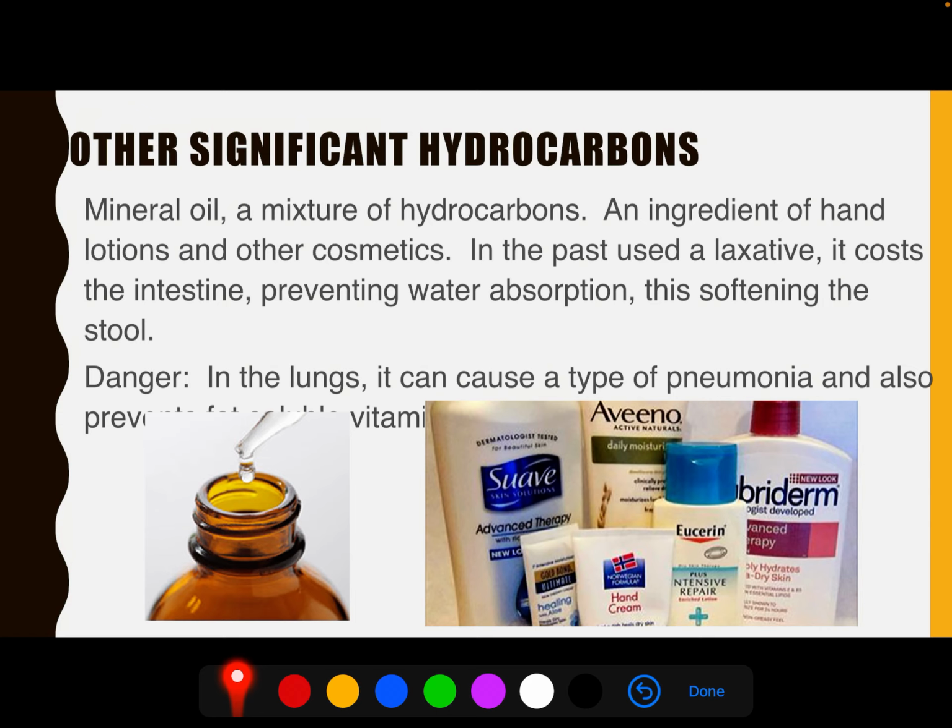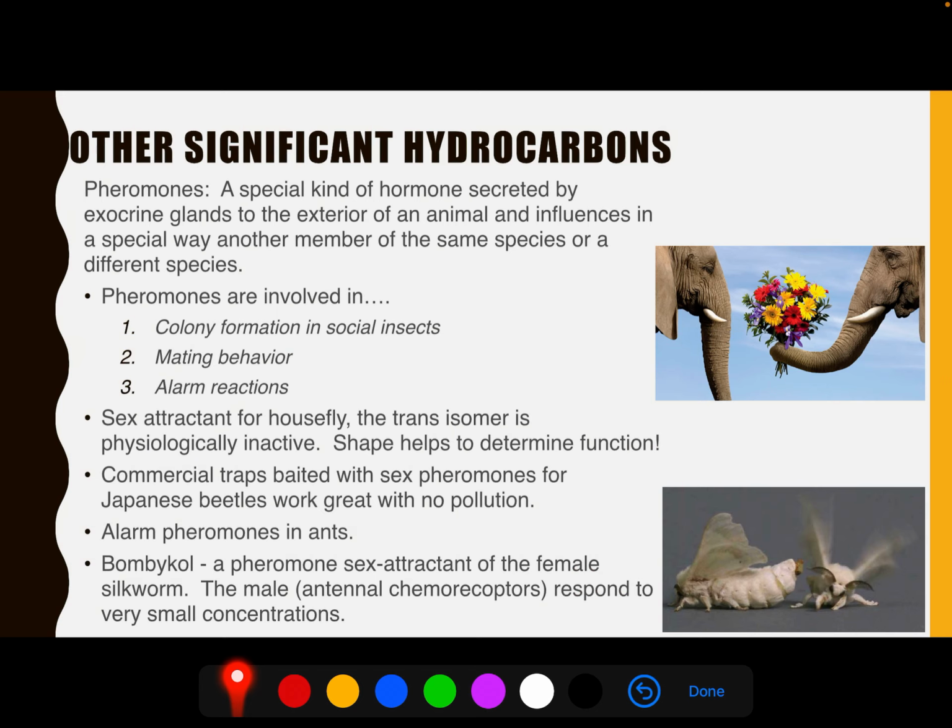Finally, I just want to leave you with a couple things. There are some other significant hydrocarbons that you may hear about, and we're going to do a project on these, but mineral oil is one of them. It's found in a lot of your cosmetics. It is found in shampoos. You also can drink it if you want. However, it does cause some problems. Pheromones might be another one that someone might talk about in a project someday. It's a special kind of hormone that's excreted by animals.